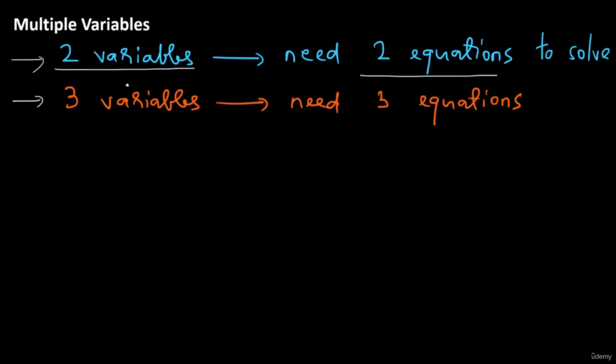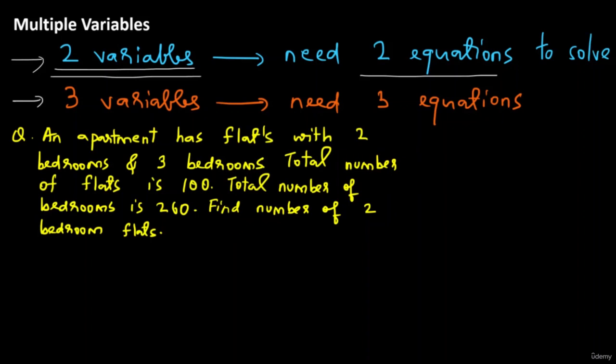We start with the case where two variables are involved. Let me bring a sample question to your attention. An apartment has flats with 2 bedrooms and 3 bedrooms. Total number of flats is 100. Total number of bedrooms is 260. Find the number of 2-bedroom flats.